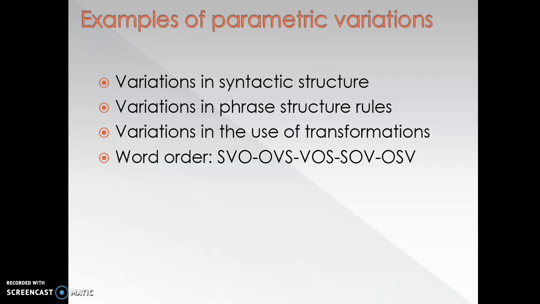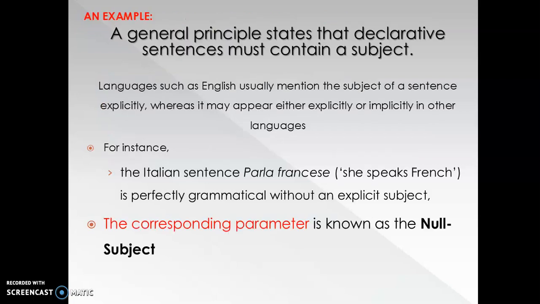When we start dealing with syntax, working with phrases and then with sentences, we're going to go on working and expanding these parametric variations. We are not going to learn all of them at this point. I'm just going to give you some examples. So we have variations in syntactic structures, in phrase structures, in the use of transformations, and in word order. For example, a general principle states that declarative sentences must contain a subject, like in English, where they usually mention the subject of a sentence explicitly. It's there, whereas it may appear either explicitly or implicitly in another language, like in Spanish.